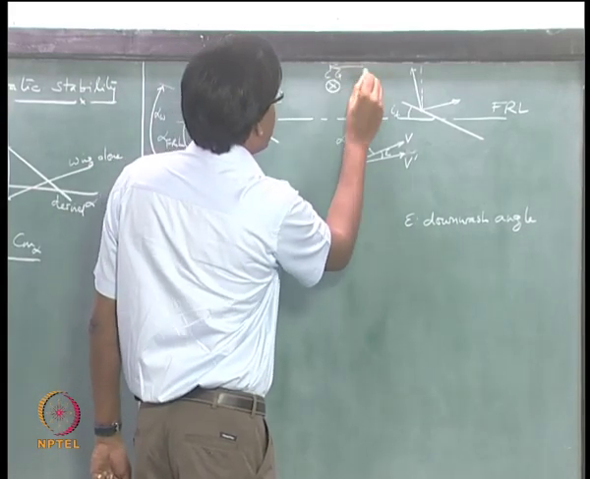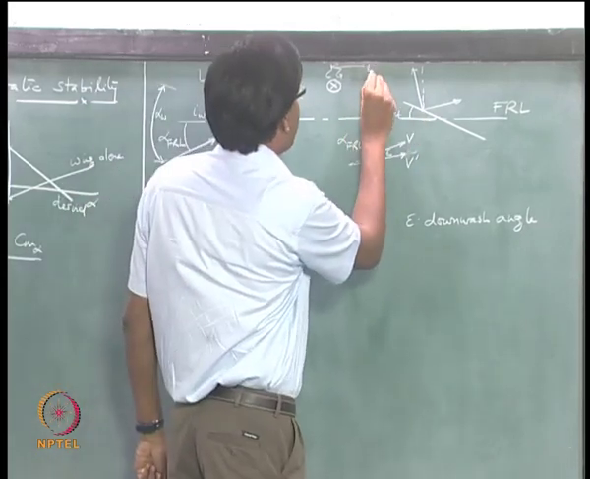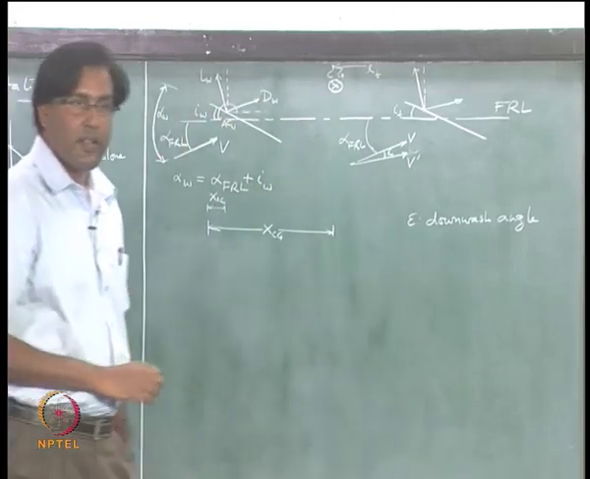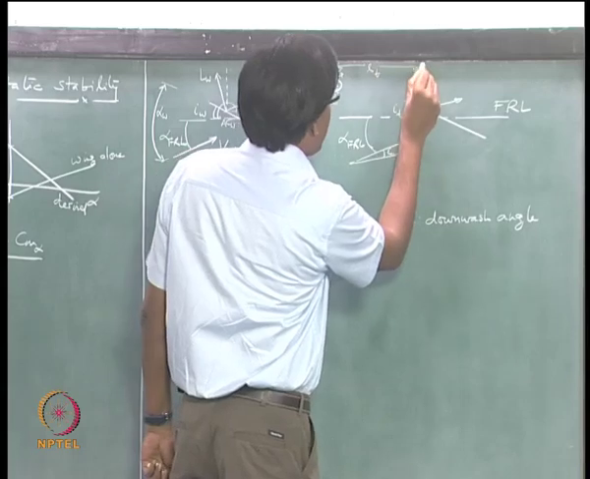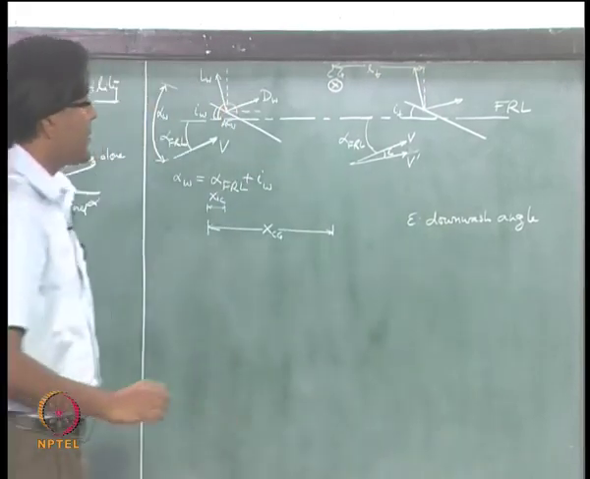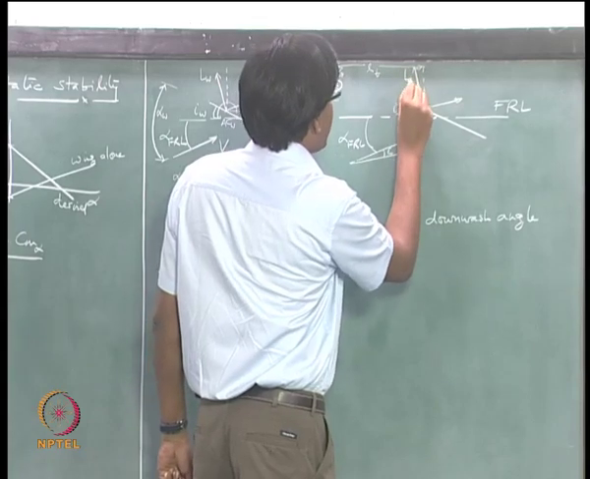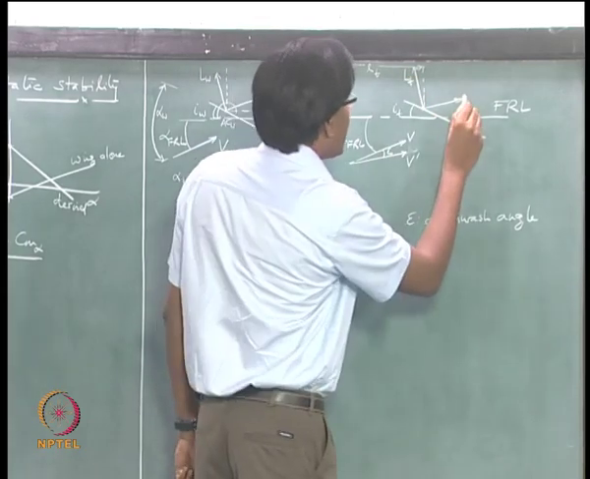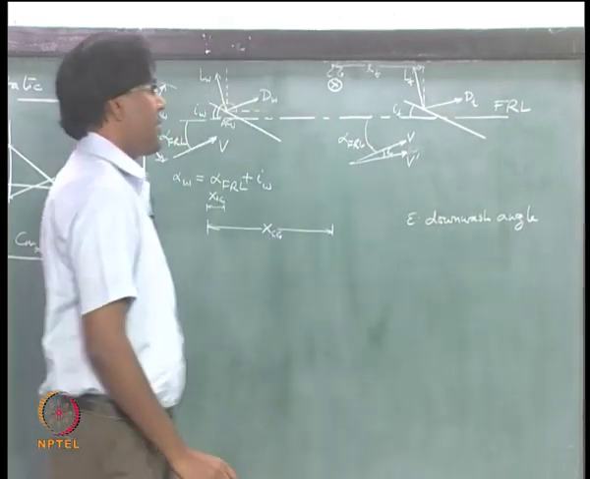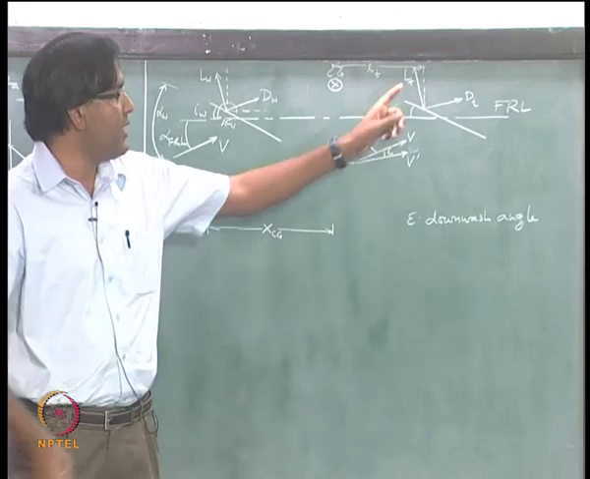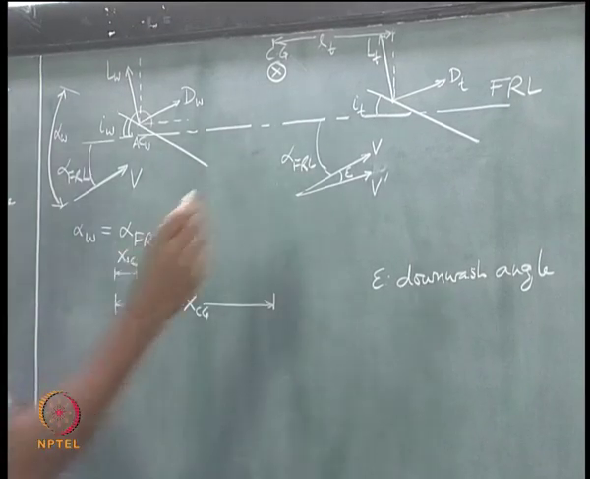So, let us assume that the aerodynamic center of the tail is located at a distance LT after the center of gravity, right, and this is the lift created at the tail and the drag, DT. All right.